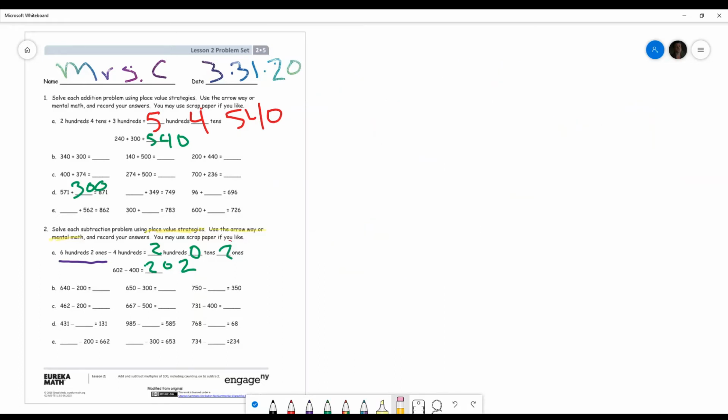Okay, now on problem 2, let's look at D. I'll do the first one with you guys. 431 minus something equals 131. All you have to do here, let me get my pen going.